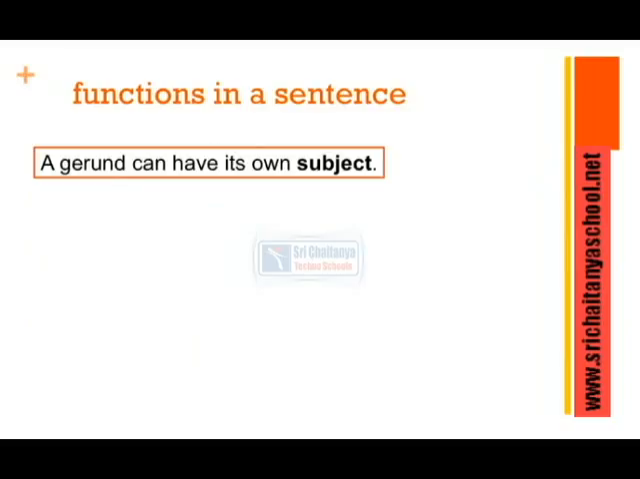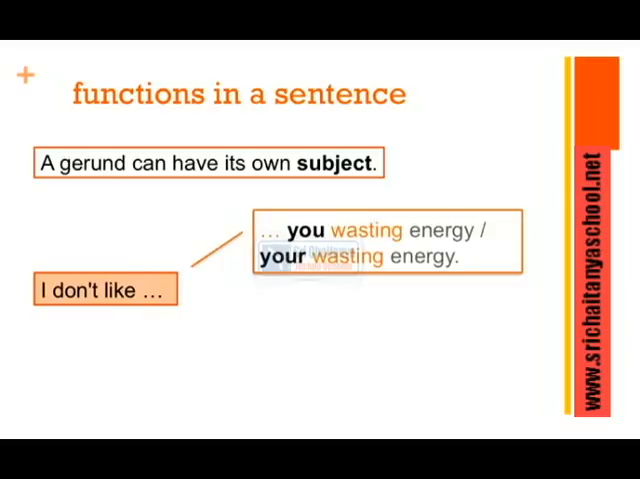Let's continue. Now this may seem strange to you, as a couple of funny sentences, but the gerund can have its own subject. Let's start with the construction I don't like, which can of course have a gerund. I don't like playing table tennis is perfectly all right. You can actually say, I don't like you wasting energy, or I don't like your wasting energy. Now grammatically speaking, this is correct, and it's also very good English.